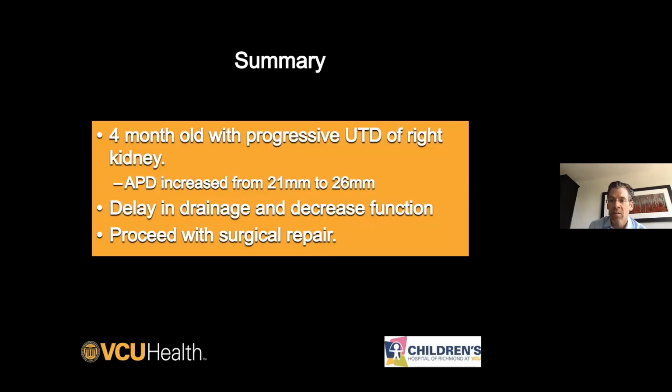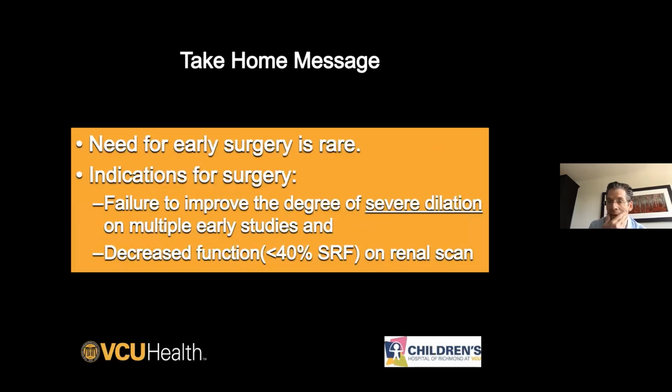Decreased function down to 42%. So I elected to proceed with surgery. The take-home message here is that early surgery is rare, but it does occur. Those are kids where the typical patient that we see prenatally may have fairly severe dilation, but it tends to improve. So if it's increasing, that's an outlier, and that's probably going to be those kids that we think need to have something done surgically.